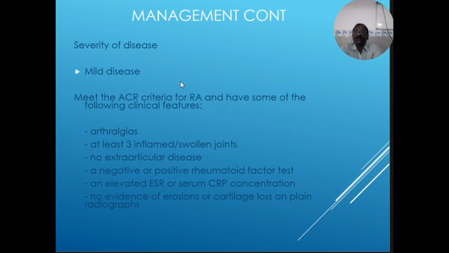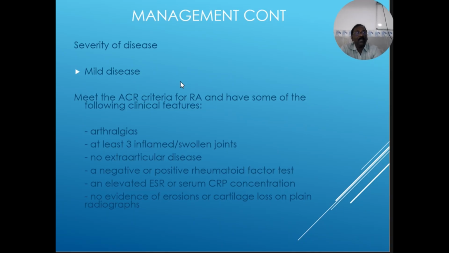So the mild disease. Now this is a very important take-home point. Mild disease: meet the ACR criteria for rheumatoid arthritis and have some of the following clinical features like arthritis, arthralgia, 3 inflamed or swollen joints, no extra-articular disease, a negative or positive rheumatoid factor test. That is very important. Don't expect rheumatoid factor positivity in all cases of rheumatoid arthritis. Maybe positive in 80 to 85% of the cases.